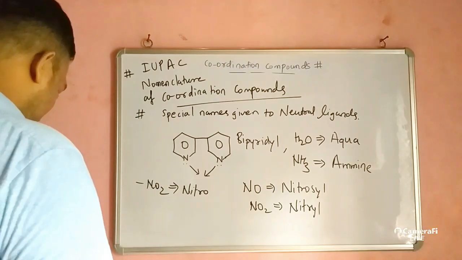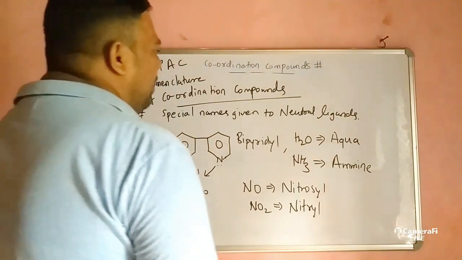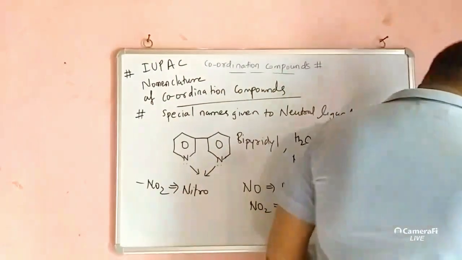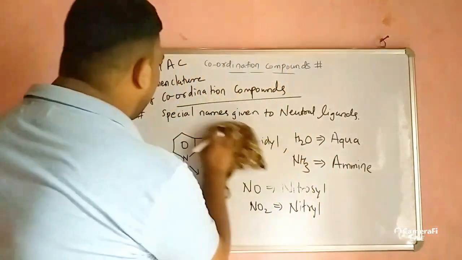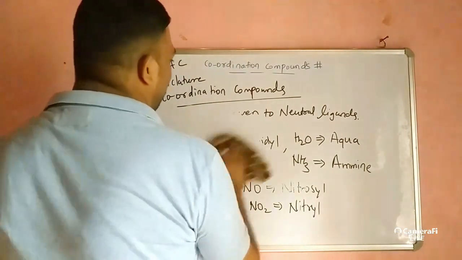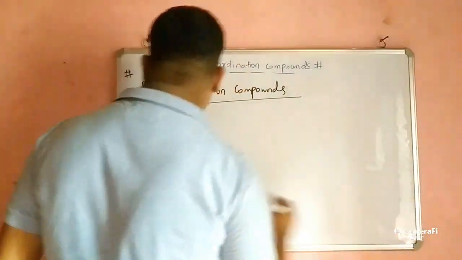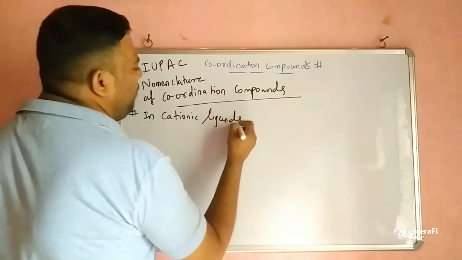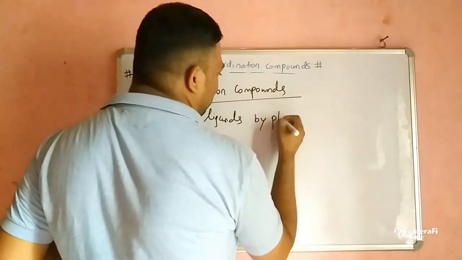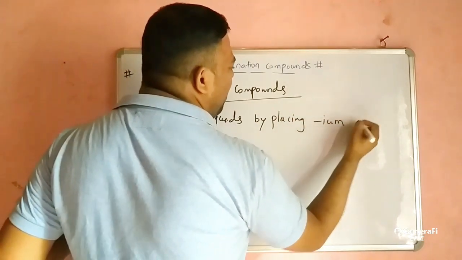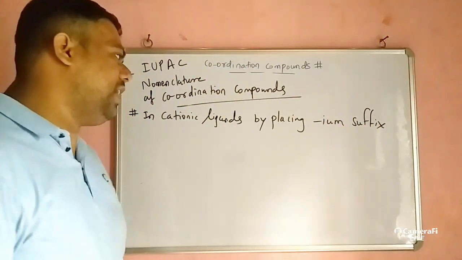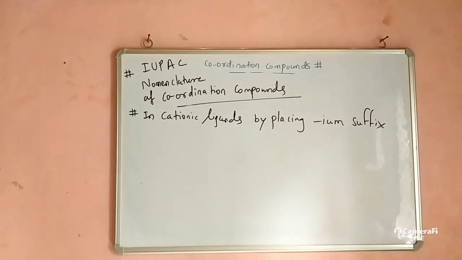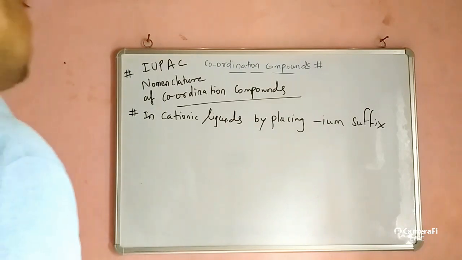Now some cationic ligands are named by replacing the suffix with IUM. Some cationic ligands we will also discuss here. In some cationic ligands we have to place the IUM suffix. Suffix and prefix, as you know, you heard this in your organic chemistry IUPAC nomenclature. Okay, prefix and suffix. Understood?